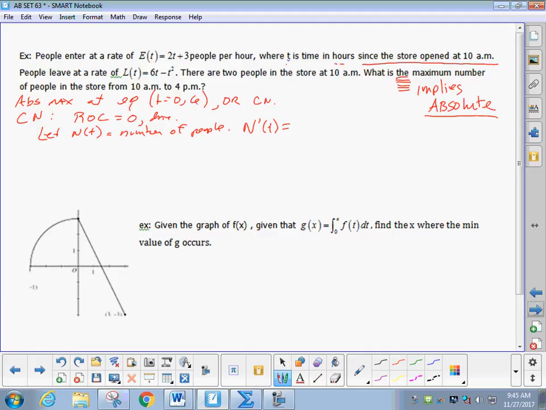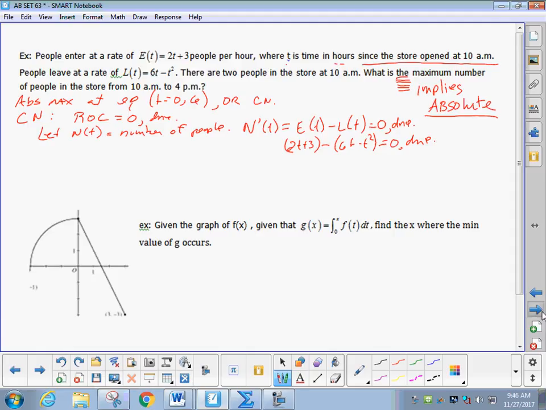Yeah, enter and leave. And is it the sum of the two, the product of the two, the difference between the two? It's the difference because L is not negative on its own. L is just how many people leave. Now I want to take how many people leave away, so it's E of t minus L of t. Okay? I want to know where this is 0 or does not exist. All right. So if I'm trying to find the critical numbers, where the rate of change is 0 or doesn't exist, then I need to figure out where 2t plus 3 minus (6t minus t squared) is 0 or does not exist.